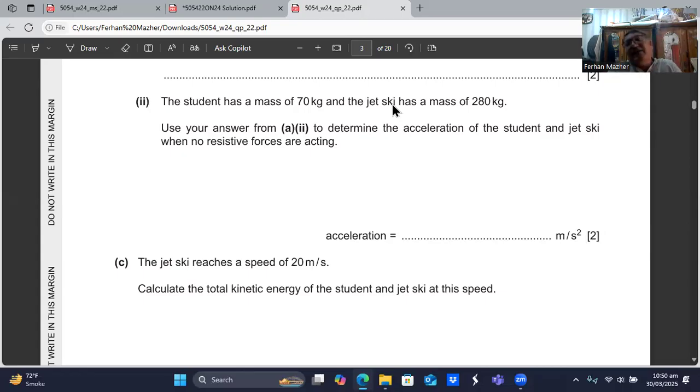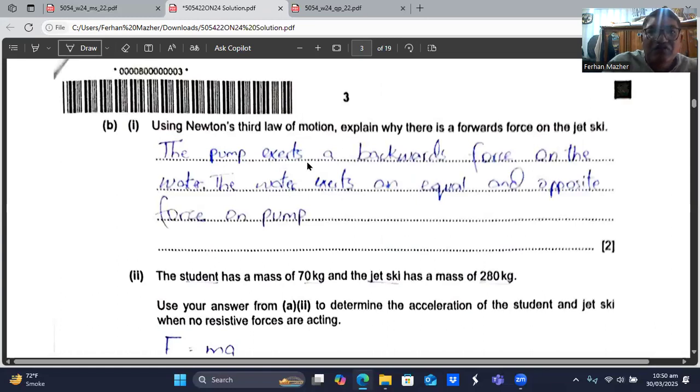You know Newton's second law of motion, F equals ma, where F is the resultant force and m is the mass. And very easily we can find the a value. F equals ma is the equation we are going to use.